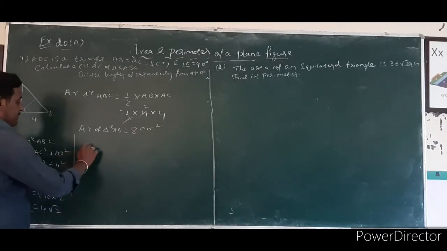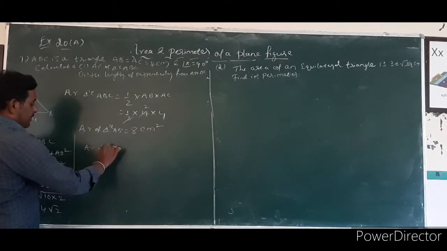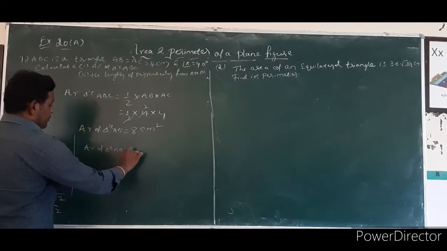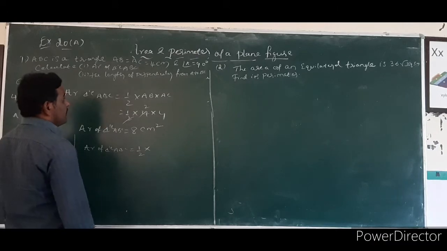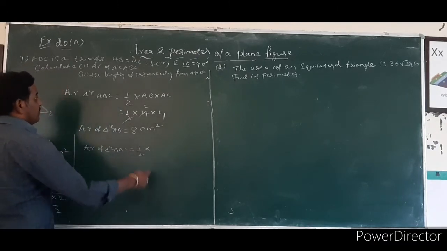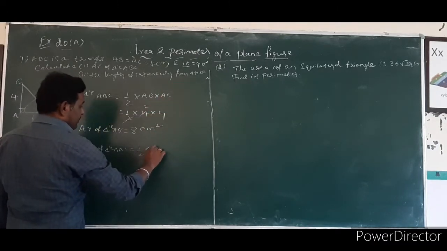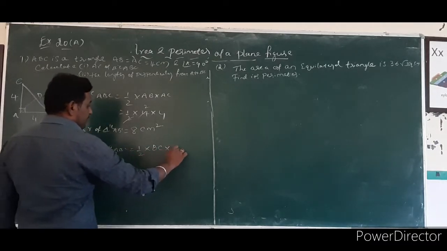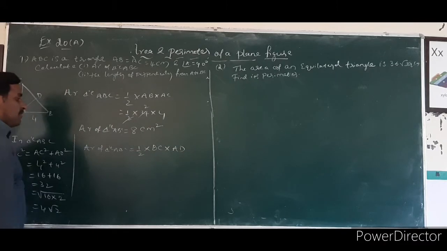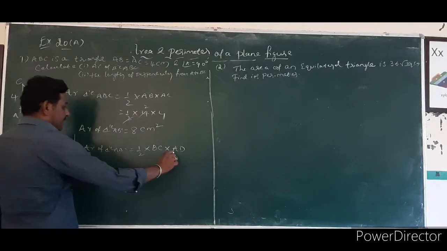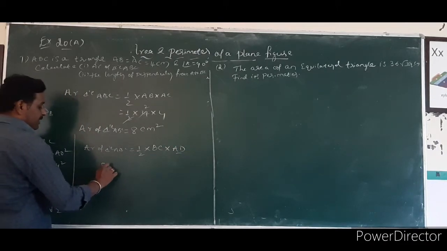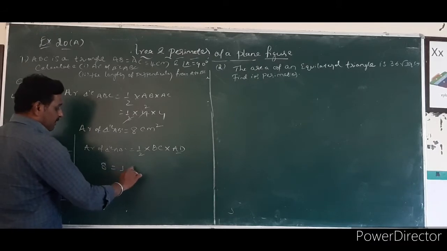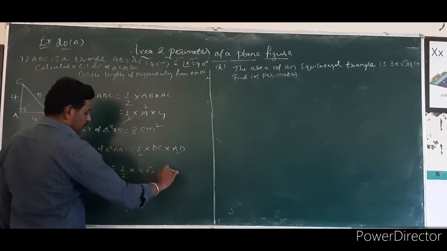Next we have to find the area of triangle ABC is equal to half into the perpendicular from BC. BC is the base and AD is the height. We have to find the length of the perpendicular, the AD length. Area of triangle ABC is equal to 8, half into BC, the value we found, 4 root 2.